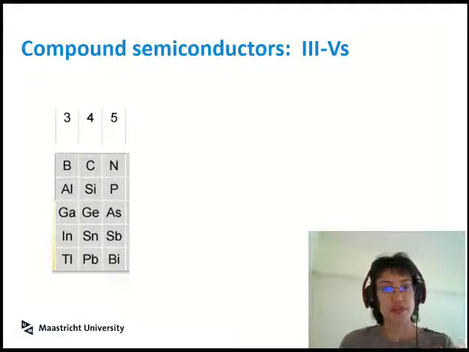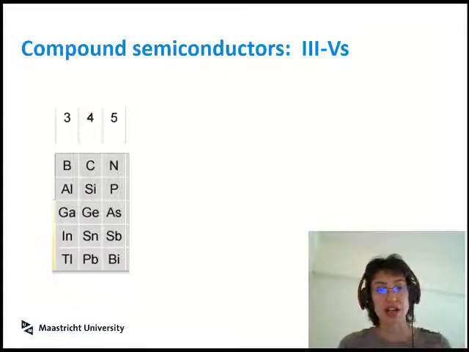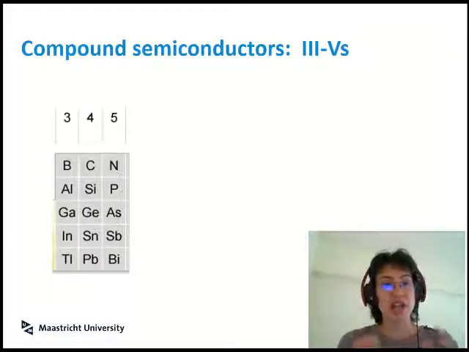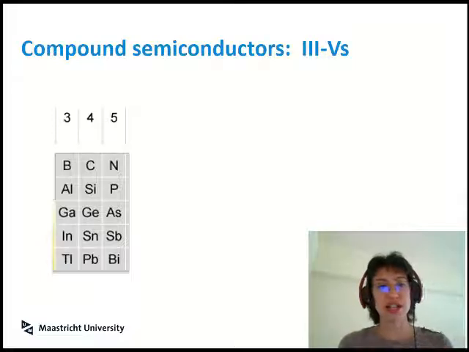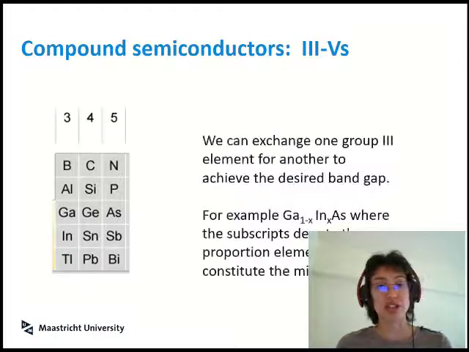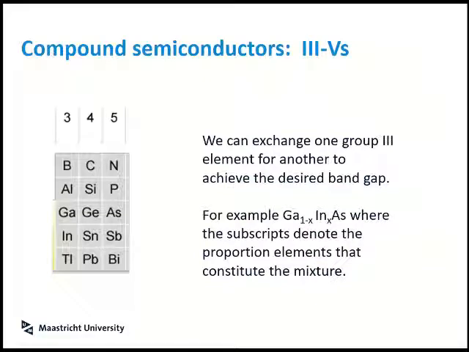So for instance, I showed you gallium arsenide, you need that in a 50-50 combination in order to get the correct bonding, and that would have a particular band gap. However, if you mixed the gallium with another element in group 3, which has a different band gap, then you can adjust the band gap for whatever your application is. So you can exchange one group 3 element for another. An example is gallium indium arsenide, where you've got 50% arsenide, but you've got a mixture between the gallium and indium, and this is denoted as shown on the slide here.